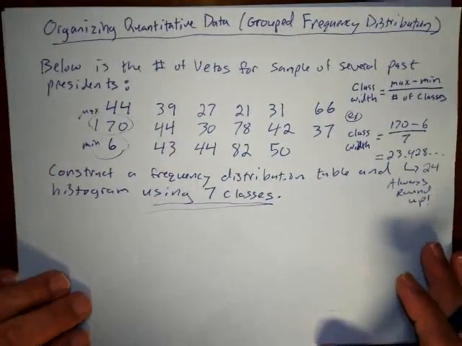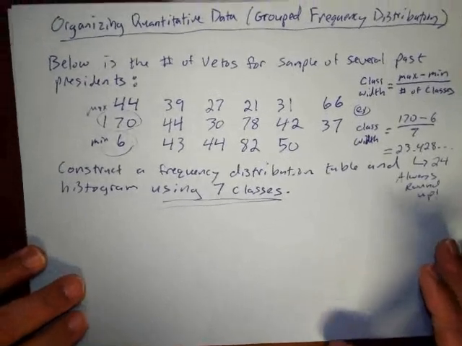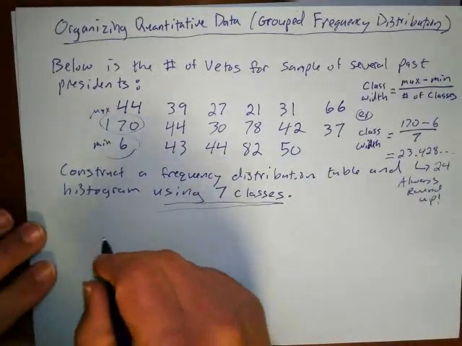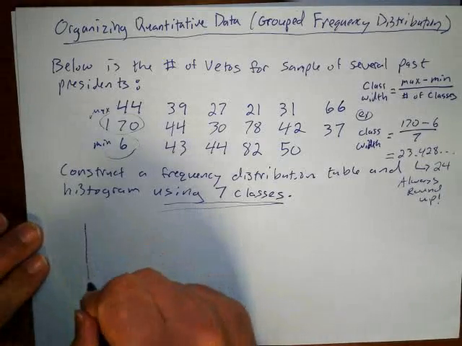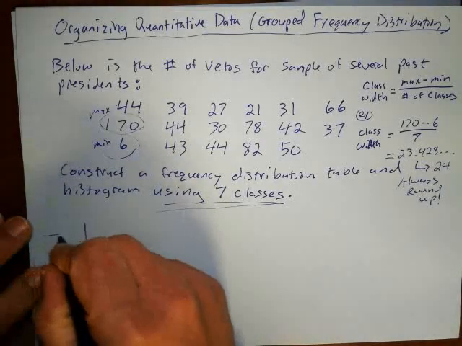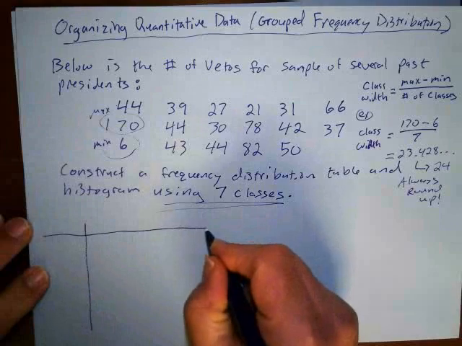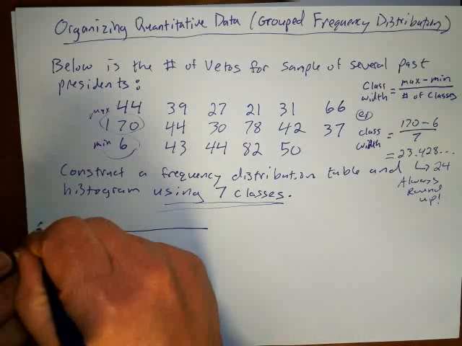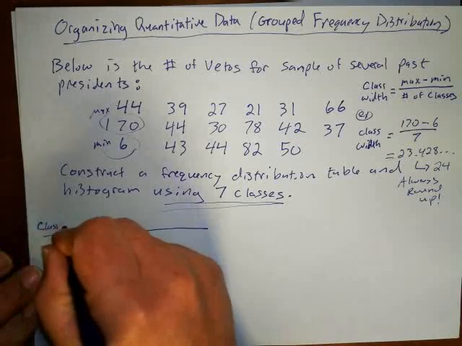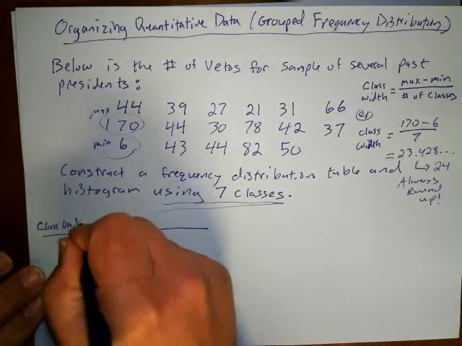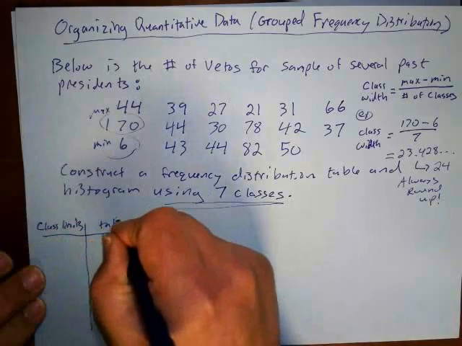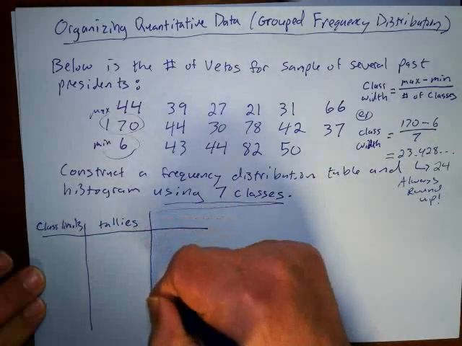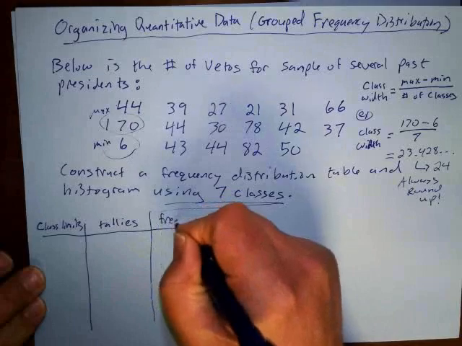Okay, so now what I'm going to do here is make a frequency distribution table. I'm just going to give these some names here. I'll call these class limits. And this is going to be the tallies. You'll see what that is in a minute. And this is going to be the frequencies.